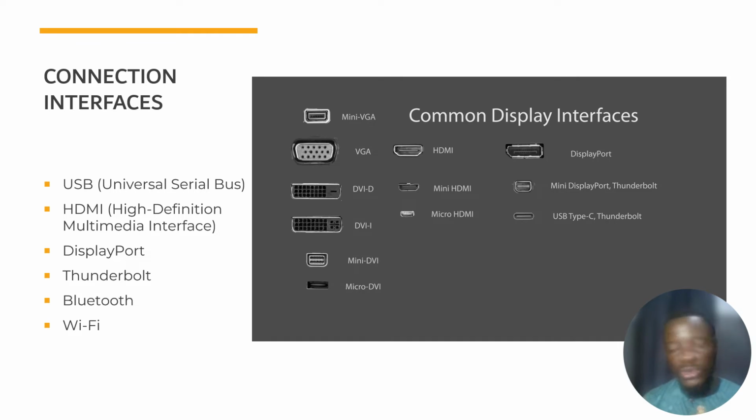Then we have Bluetooth and Wi-Fi. These allow wireless connection, with Bluetooth typically used for shorter range devices like your mouse and headphones. Wi-Fi is used for network connections and some wireless peripherals.